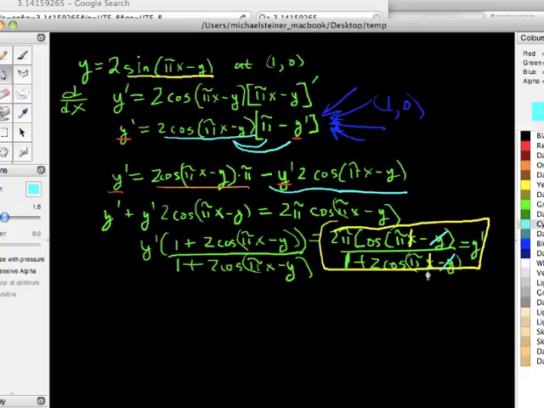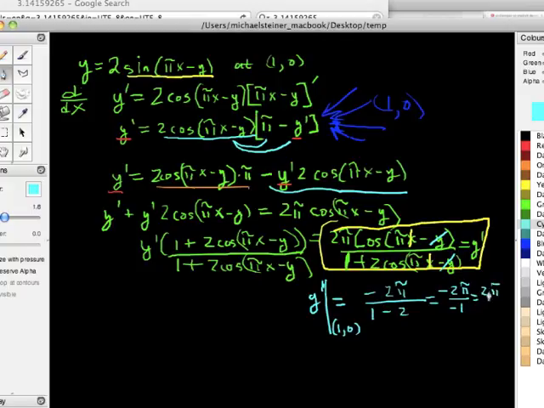Now you can see that y prime evaluated at the point 1 comma 0 is equal to 2 pi cosine pi. Well, cosine of pi is -1, so we have -2 pi in the numerator. And in the denominator, we have 1 plus 2 times the cosine of pi, so that's 1 plus 2 times -1, so -2. So we have our slope is -2 pi over -2, or just pi.